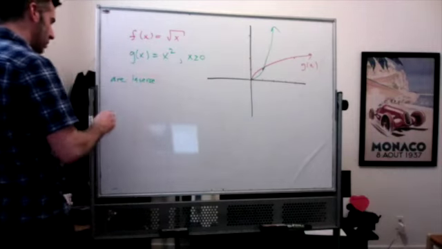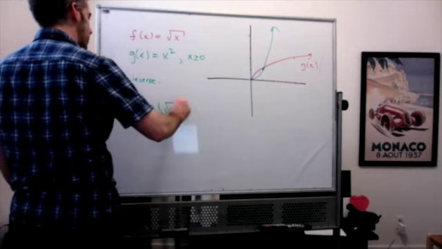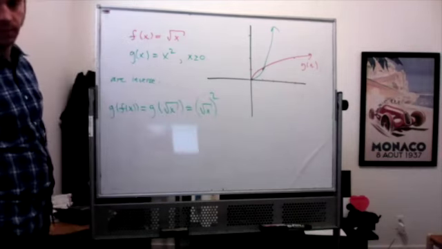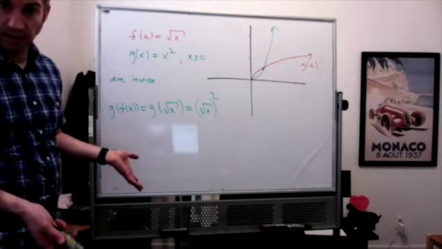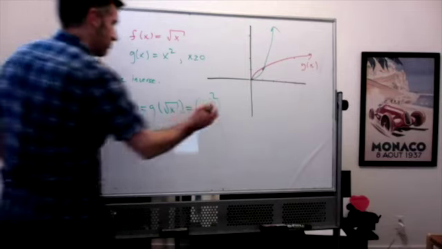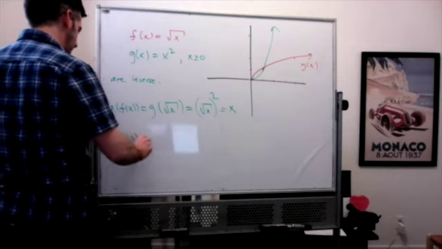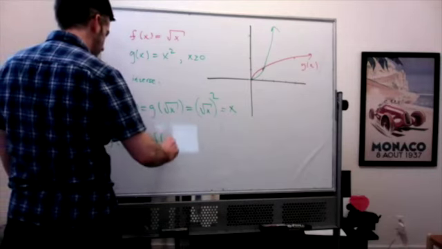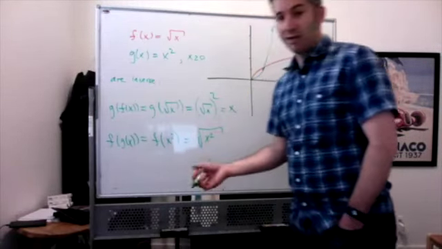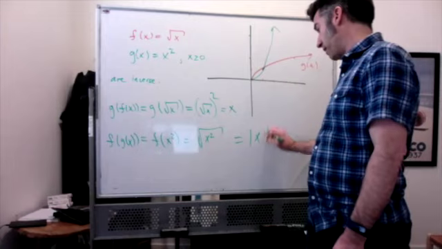Let's check. g of f of x is g of the square root of x, which is the square root of x quantity squared. x already has to be positive. Take its square root, you get some number, and then if you square it, you get back the same number you started with. On the other hand, f of g of x is slightly more complicated. That's f of x squared, which is the square root of x squared. Now here's the thing. The square root of x squared is actually not just x. It's the absolute value of x.